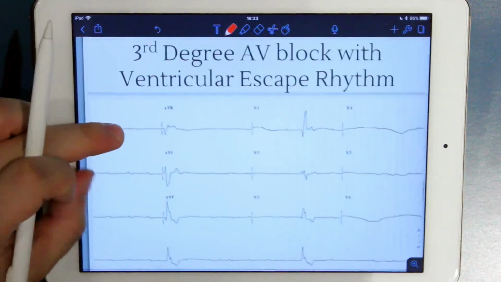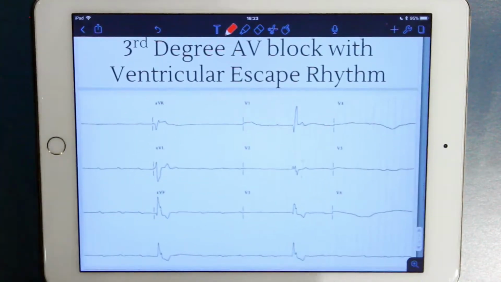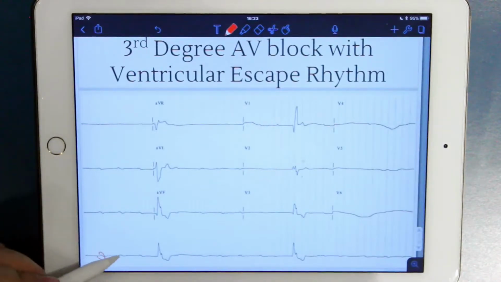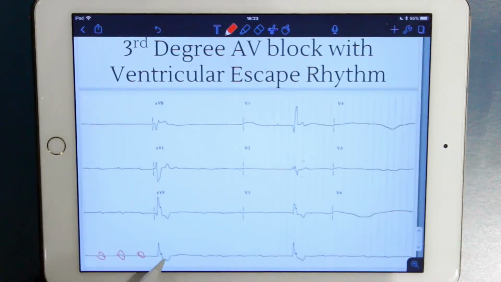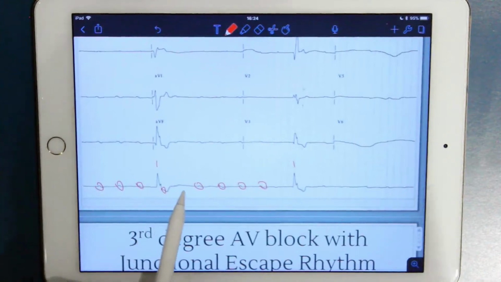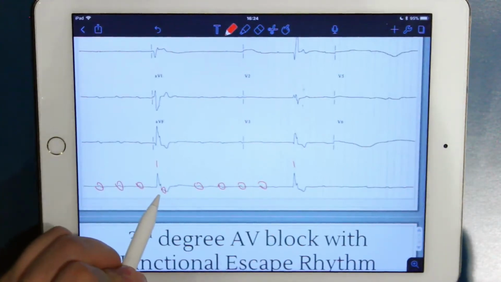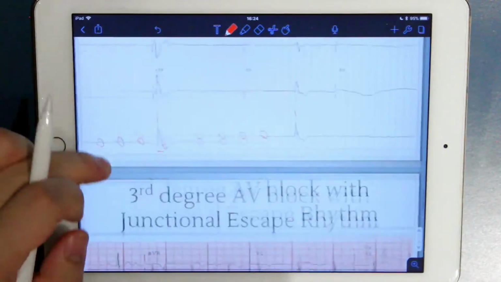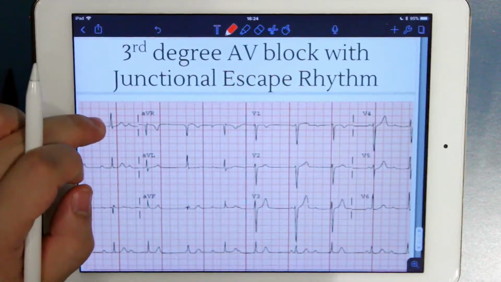So let's take a look at some examples. Here's a third degree AV block with a ventricular escape rhythm. So as you can see, a very regular, there's a little P wave hidden in there, atrial rhythm, and a very different ventricular rhythm. You can use your paper method and see how regular the atrial rhythm is, and see not only is the ventricular rhythm much slower, but the width of those QRSs is much higher than normal, or above 120 milliseconds.